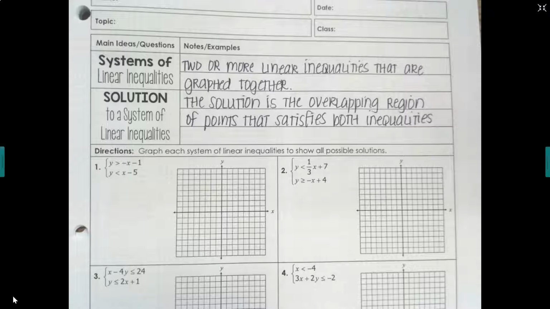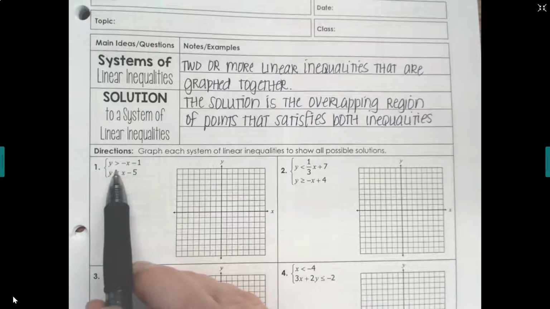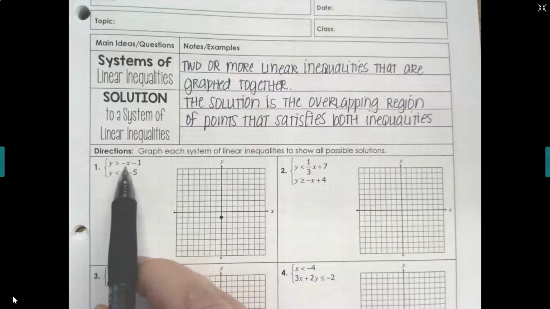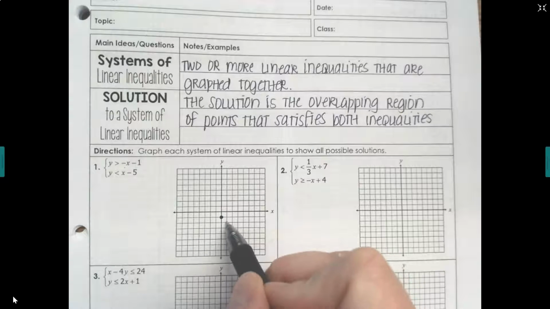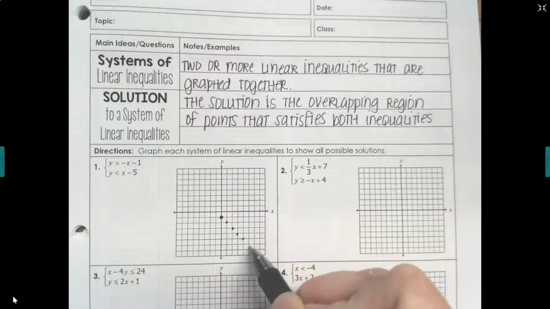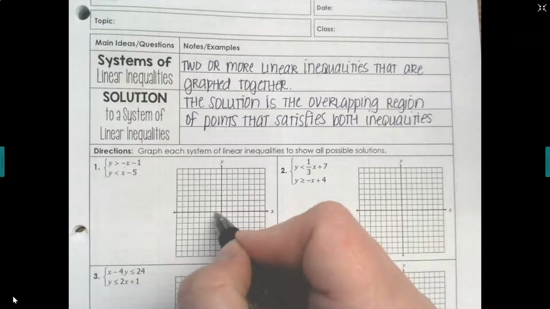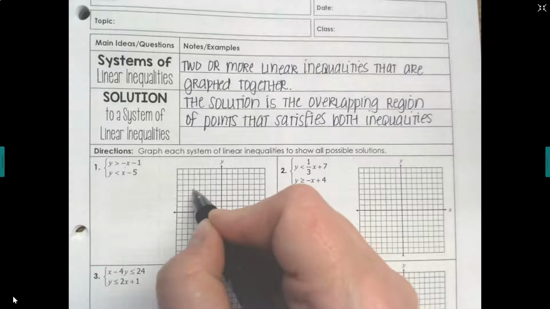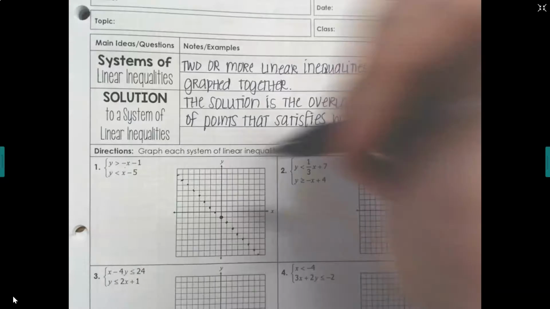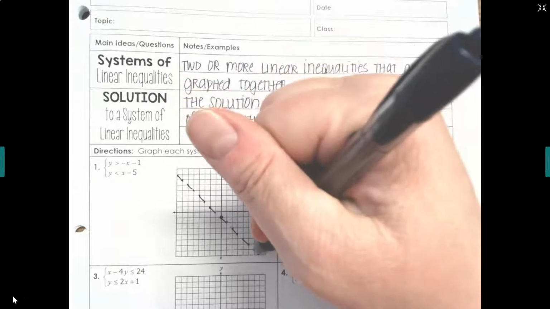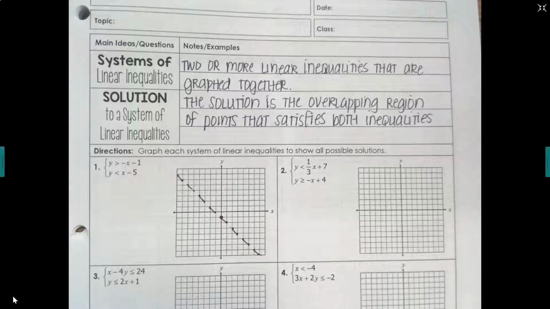So let's start here with number one. These are both in slope-intercept form, so they're a nice one to start with. I'm going to do the top equation first. We're going to start with our y-intercept of -1, and we have a slope of -1/1. So down 1, right 1, down 1, right 1. Okay, so here's my slope. And this is a not equal to, because there's no equal sign underneath. That means we're going to have a dotted line, so I'm just going to turn this into a dotted line, just like we were doing previously.